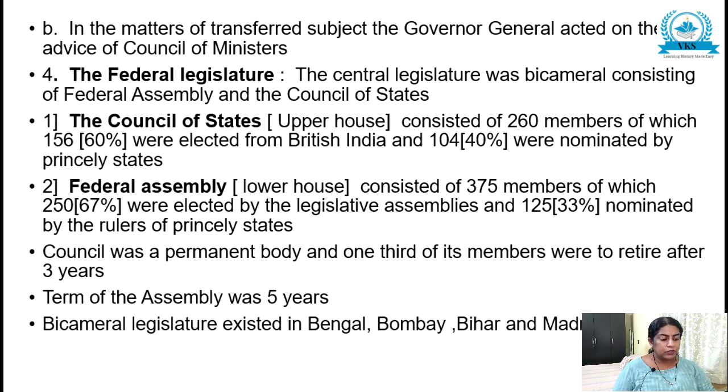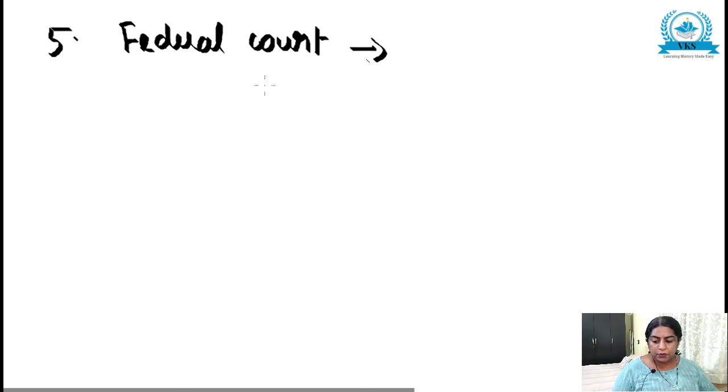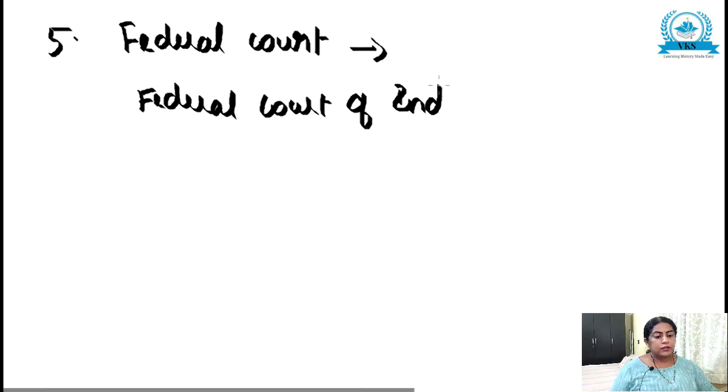Now let us move on to the next provision of Government of India Act 1935. Okay, that is the fifth one, Federal Court. It provided for the first time the establishment of Federal Court of India in Delhi.